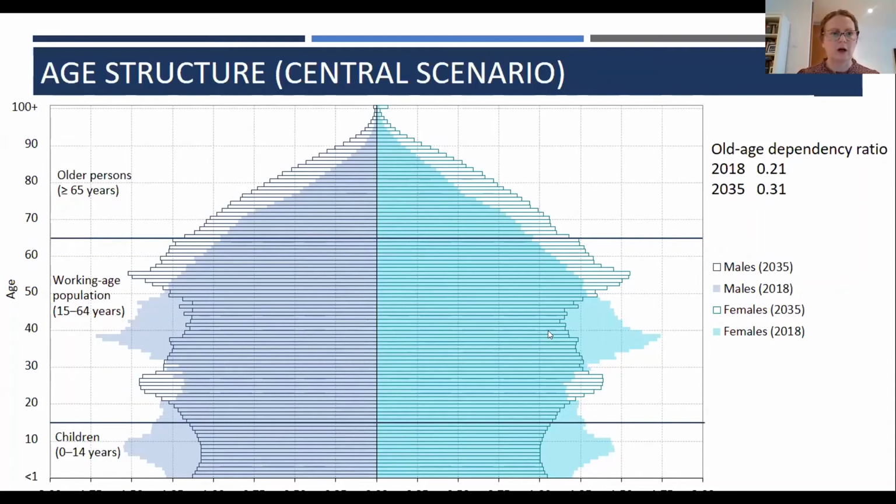The age structure shifts up. So the old age dependency rate, that's the ratio of those over the age of 65 to those 15 to 64, increases from 0.21 in 2018 to 0.31 in 2035. So the age structure is changing over the projection horizon. And this graph is for our central scenario, but it's a similar pattern in each scenario.